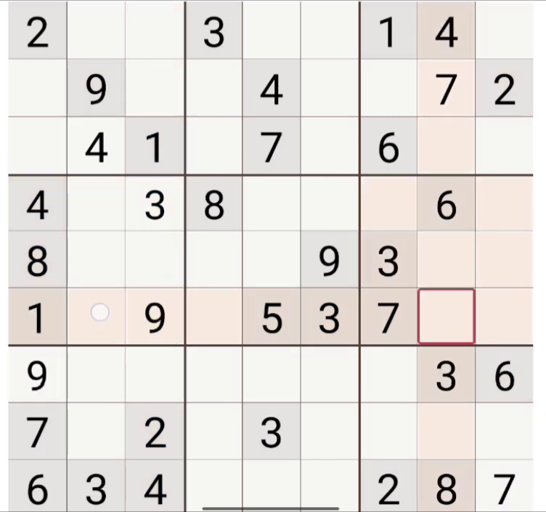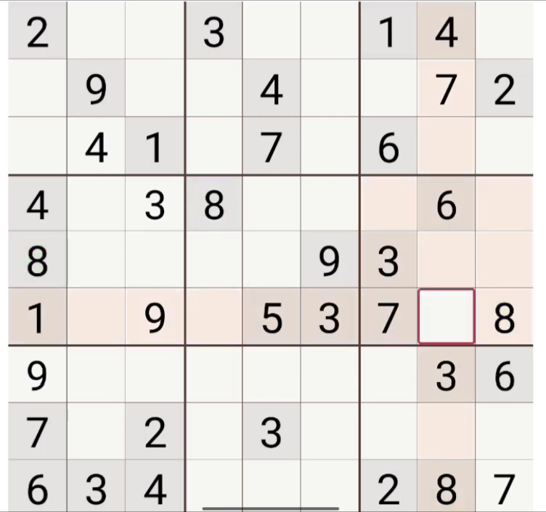Now let us take the 6th row. In this row 1, 9, 5, 3, 7 are there. 2, 4, 6, 8 are missing. In this cell we cannot place 8, and in this cell as well we cannot place 8, and in this cell we cannot place 8. So we'll place it in this cell.